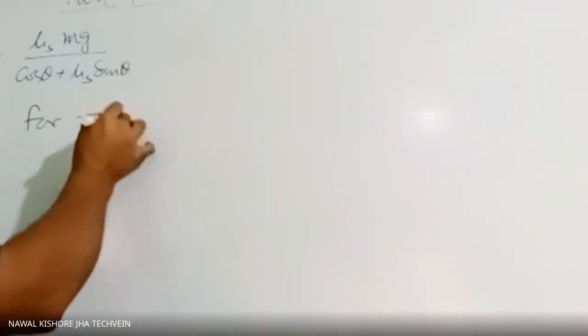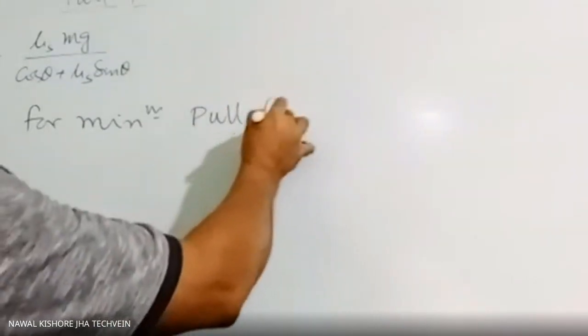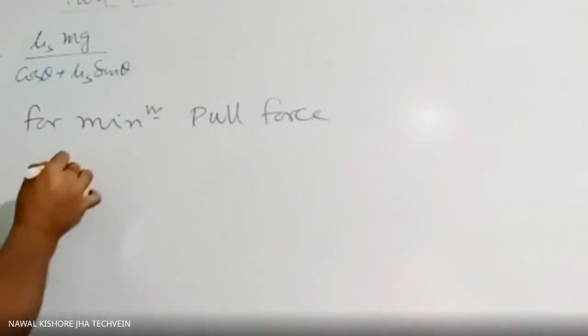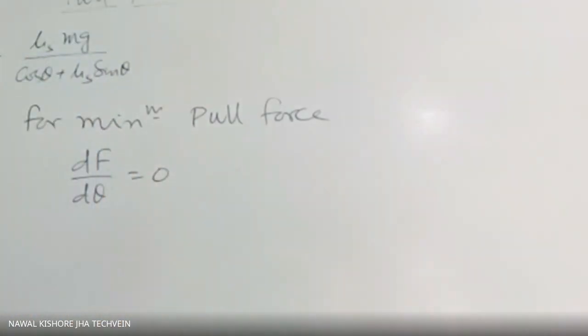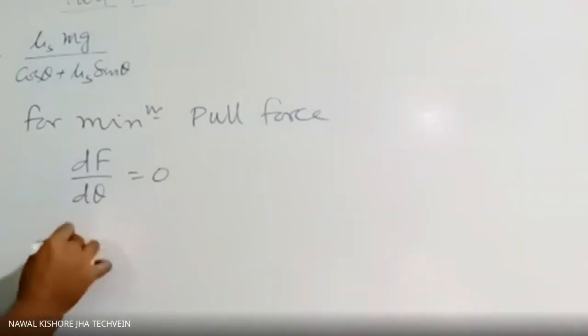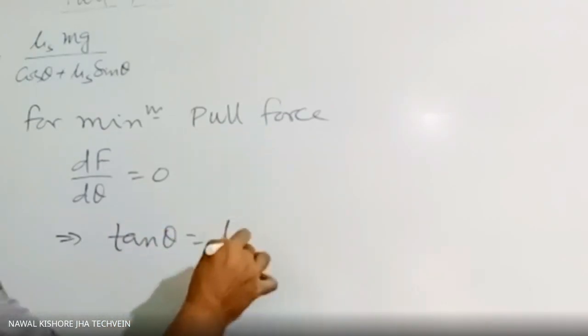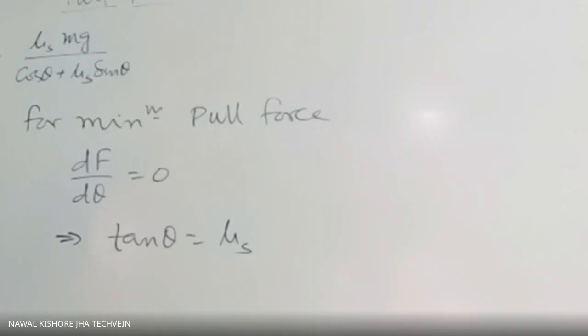So for minimum pull force, dF by d theta should be 0. If we differentiate it with theta, it will come 0. Have we done differentiation? No. So when you differentiate this, then you will understand differentiation. In that case, the condition we have to learn is that tan theta will come mu s. That is same as angle of repose or angle of friction. So if we are applying the force at that particular angle, then minimum pull force will be required.